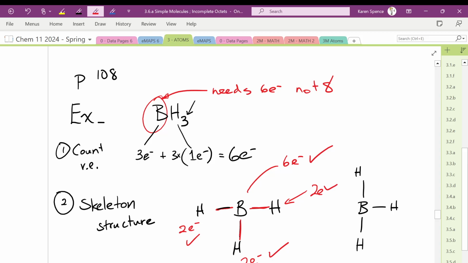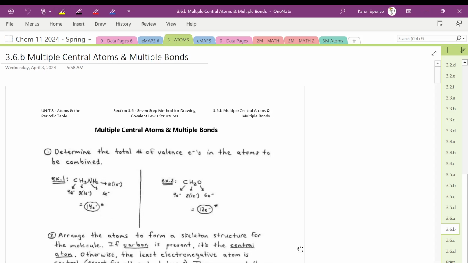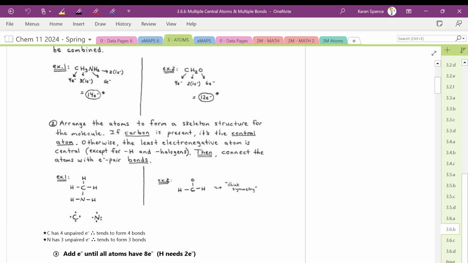Is that good? Okay, so you just have to watch out. If you see a B or an Al or a hydrogen, just make sure you're not trying to put too many electrons on there. And guess what our structure has? It has 2, 4, 6 electrons, which is the same as we wanted at the start. Okay, we're going to move on then to multiple central atoms and multiple bonds. Here we go. Let us start with, and this is on page 111.